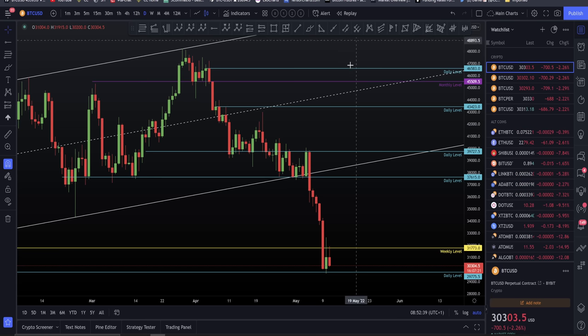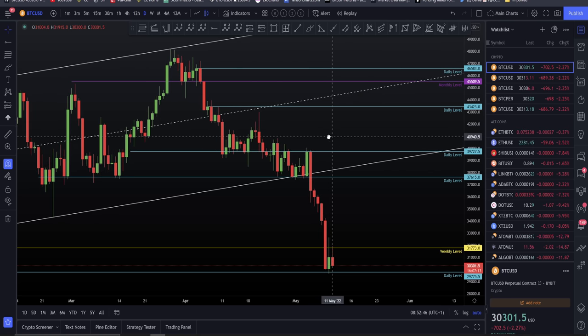I want to start here looking at Bitcoin. Why do I want to look at Bitcoin? Because that's the asset that for me is the most important right now. It's where I've got the most amount of money on the line.